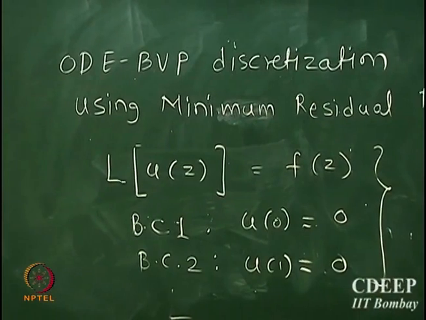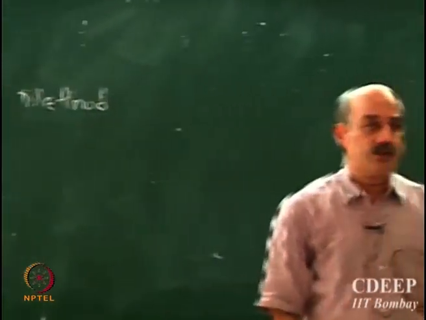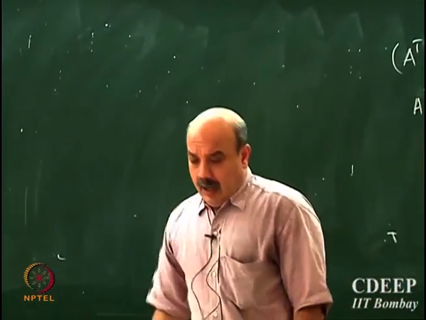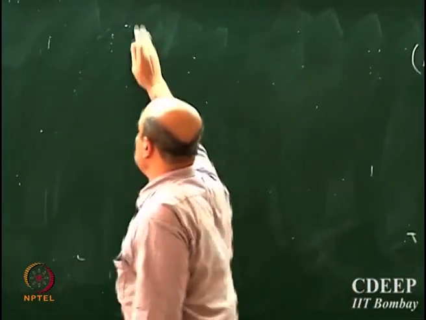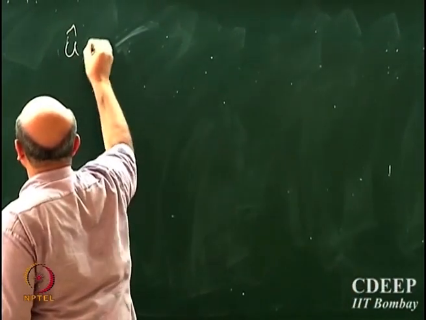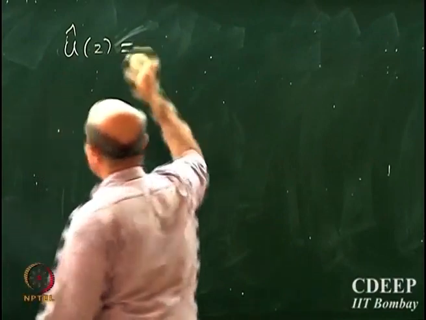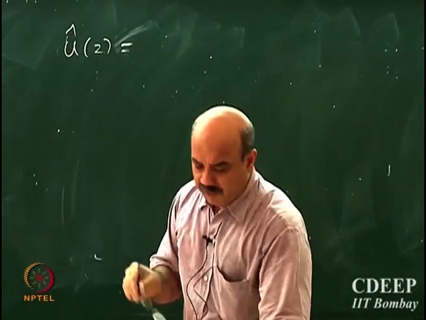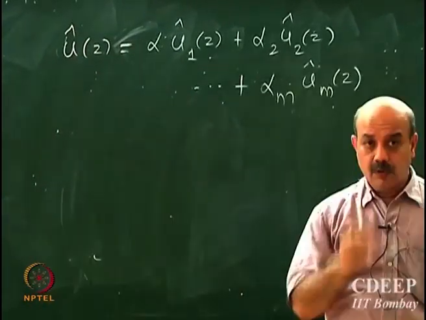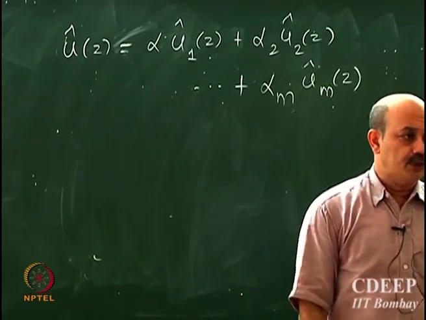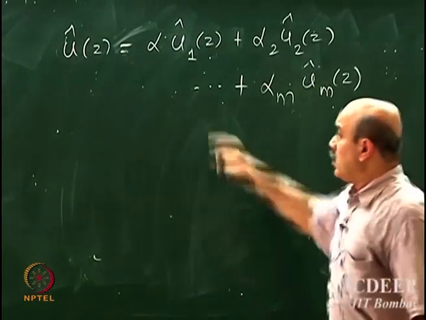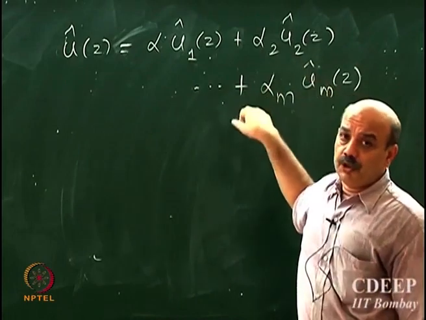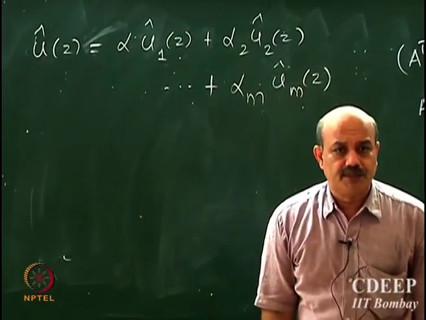So right now I am not interested in the exact solution, I am interested in some approximate solution to this problem, and I am going to hypothesize an approximate solution u cap z equal to alpha 1 u1 plus and so on. Okay, I am going to hypothesize a solution. Now what are these u1, u2, u3? These are some known functions.